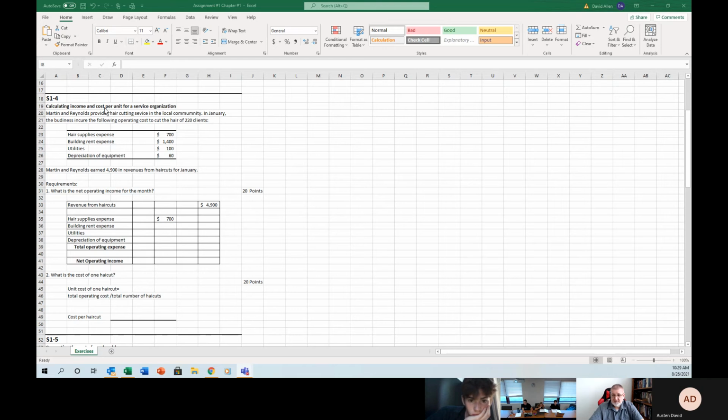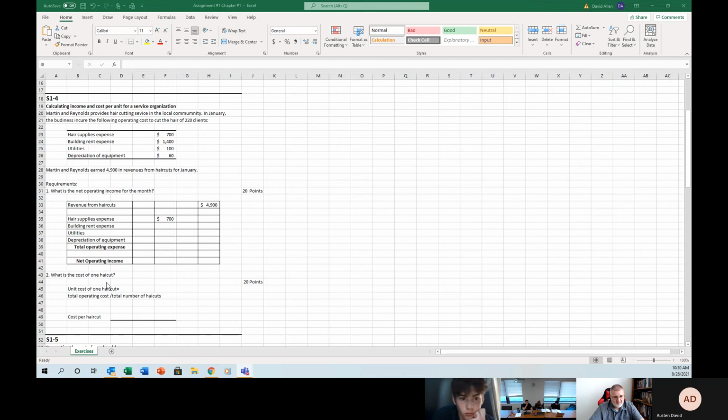Okay. You see it gives you a little bit of a story problem there, right? It says Martin and Reynolds provides haircutting service. This is how much their haircutting expense is. This is what their rent is. This is your utilities. So what you have to do is figure out where you plug that information in down here. Well, I pretty much have given it to you down here. So it's just a matter of transferring this information down here. And you're going to get your net operating income. But then that's requirement 1.